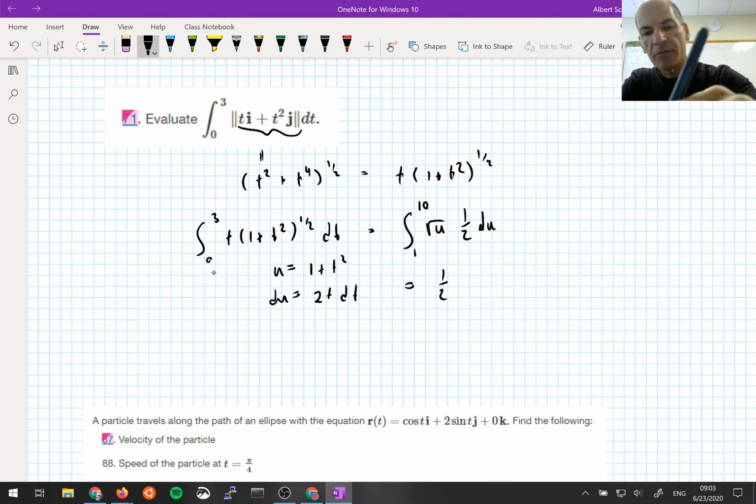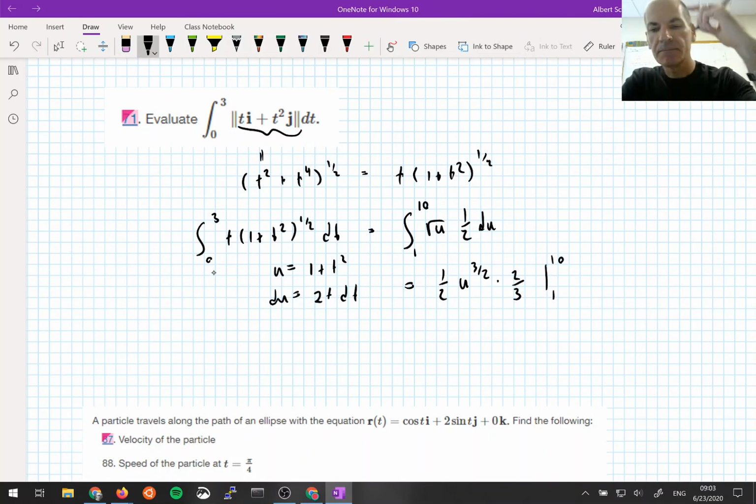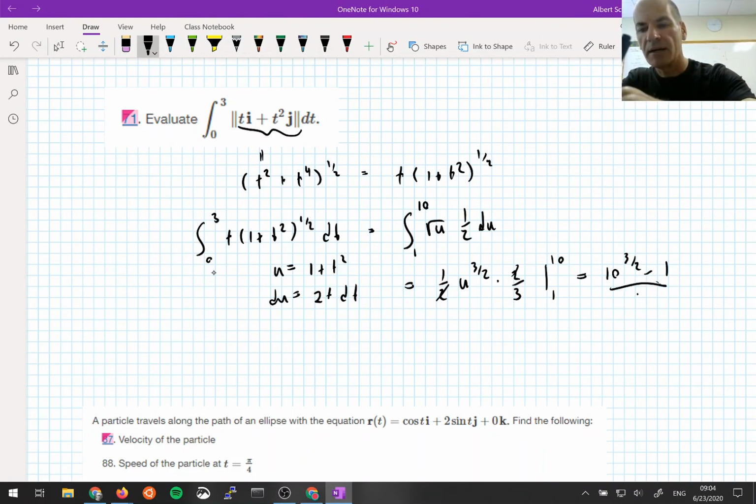All right, that's 1/2 u to the 3/2 times 2/3, and that goes from 1 to 10. The 2's cancel, and we get 10 to the 3/2 minus 1 to the 3/2, divided by 3. So the integral of this magnitude is just 10 to the 3/2 minus 1, over 3.